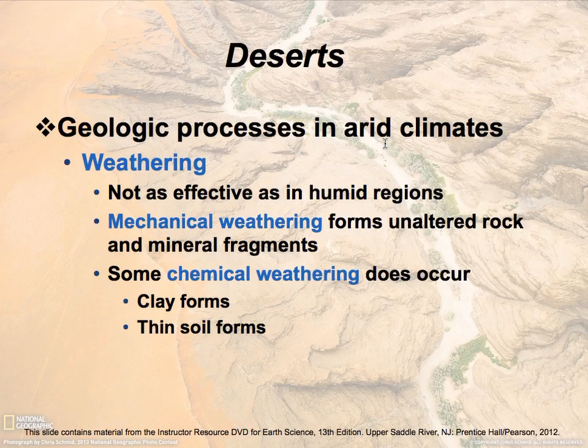Weathering in deserts is not as intense as it is in tropical regions, and that's because weathering oftentimes requires water. However, weathering does occur in desert regions. It's mostly mechanical weathering. Some chemical weathering does occur. Thin soils can develop. Clays can arise. But for the most part, it's mechanical.